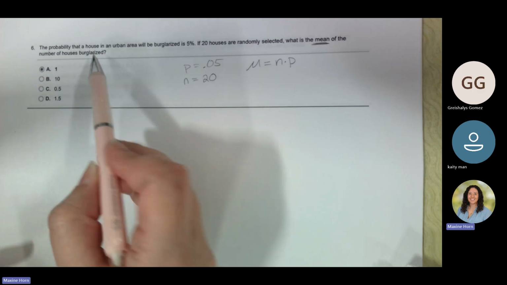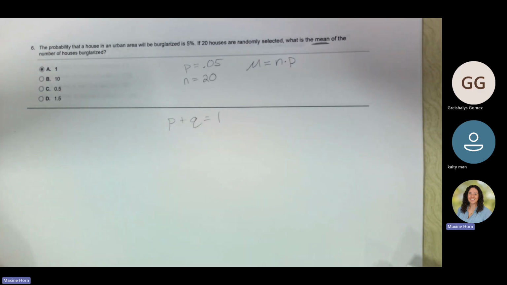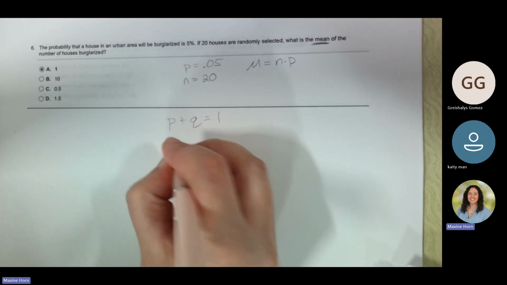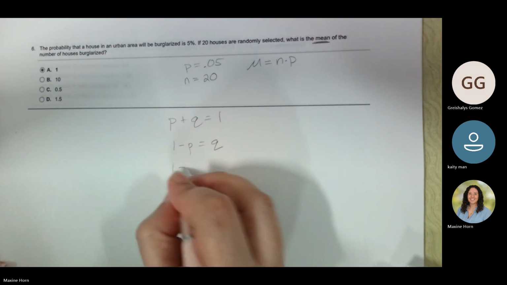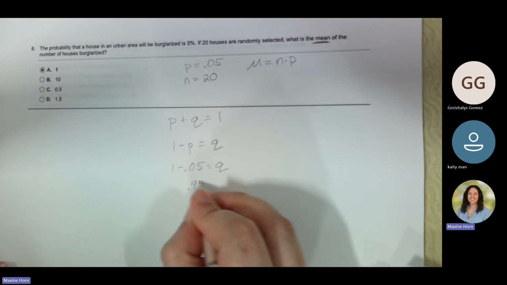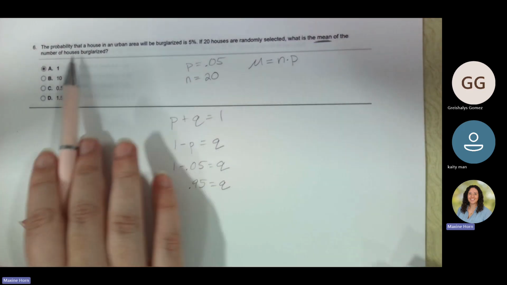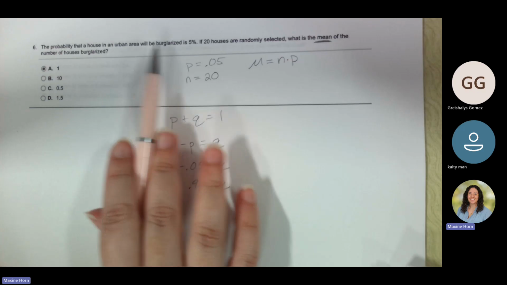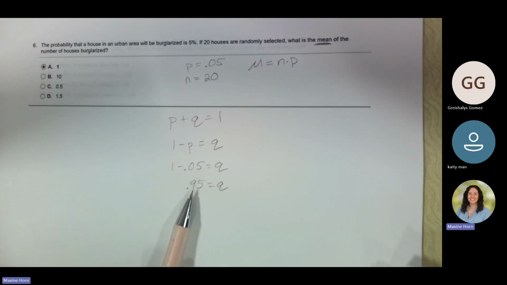Now, real quick, remember that P and Q are complements of each other. They add together to be 1. So 1 minus P is going to give you Q, right? That's another way to represent that relationship. If they give you P, you can find Q by subtracting it from 1, right? So P would be the probability that a house in the urban area will be burglarized. Q would be the probability that the house in the urban area would not be burglarized.